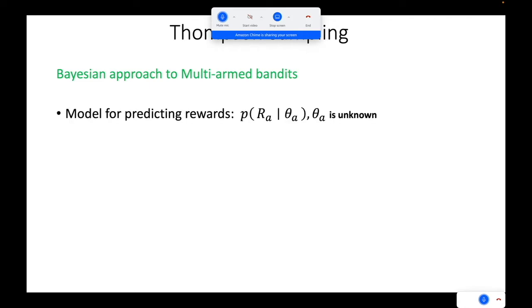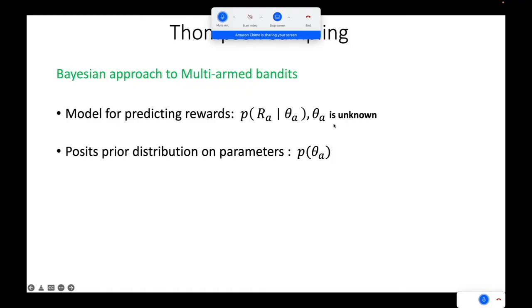Unlike UCB, here we assume a parametric form of the rewards. We say that the reward distribution for an arm A is controlled by a distribution with its own parameter. Now, this parameter is unknown. What we are also given is a distribution over this parameter, which we call a prior.